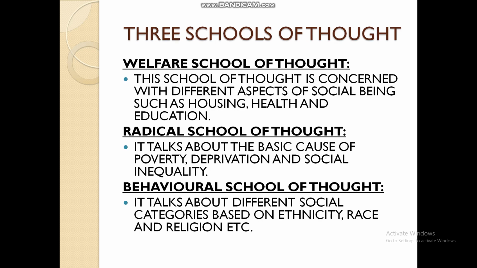Well, students, we will talk about the three schools of thought which we will study under human geography. First is the welfare school of thought. It talks about the different aspects of social being such as housing, health, and education. The radical school of thought talks about the causes of poverty, deprivation, and social inequality. The behavioral school of thought talks about ethnicity, race, religion, etc.